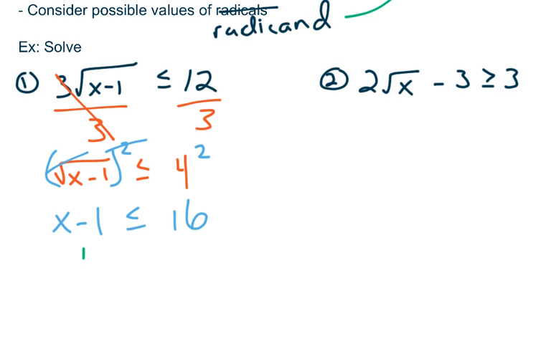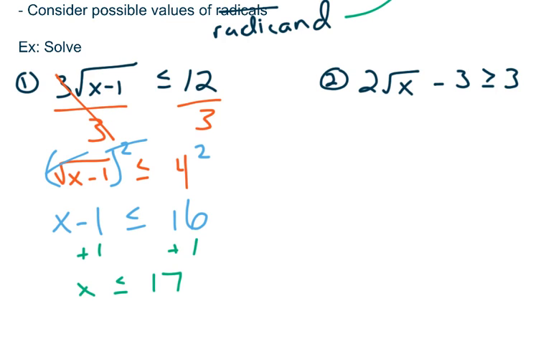Now we need to continue to solve. We need to get x by itself, so we're going to go plus 1 on both sides. x is less than or equal to 17. So we have solved our inequality. Now, the new part to this section is the last step. Consider the possible values of the radicand. So the radicand in this case is x minus 1.